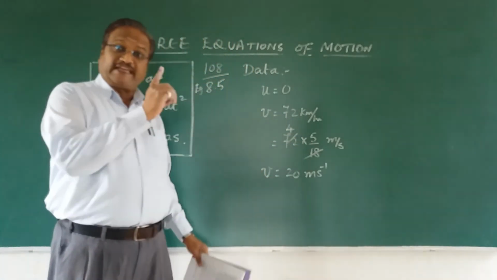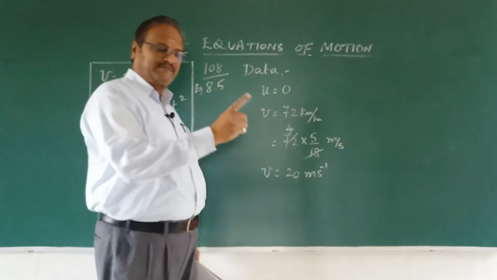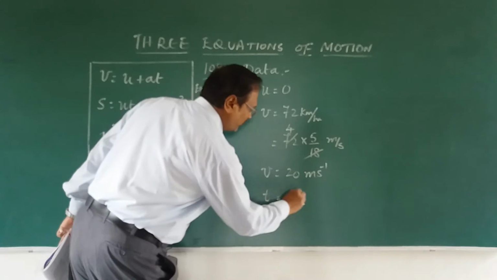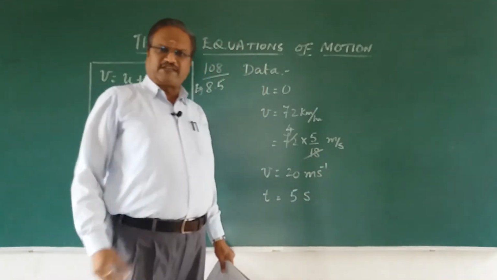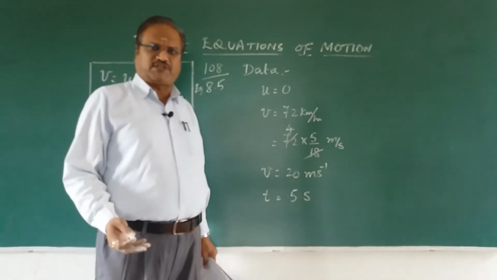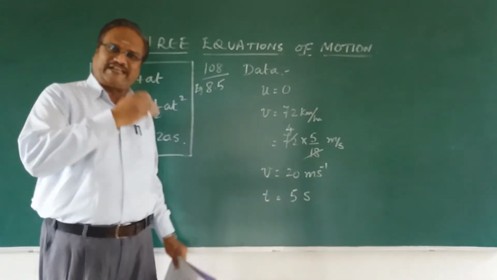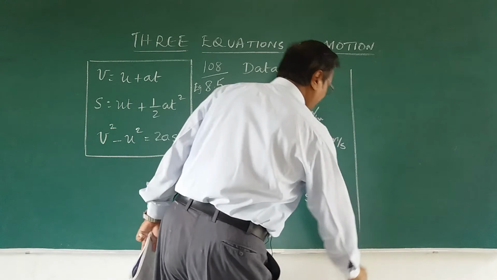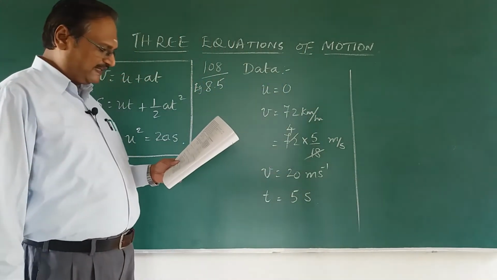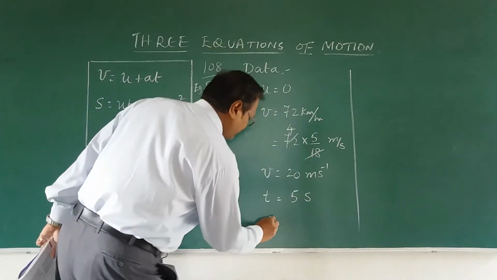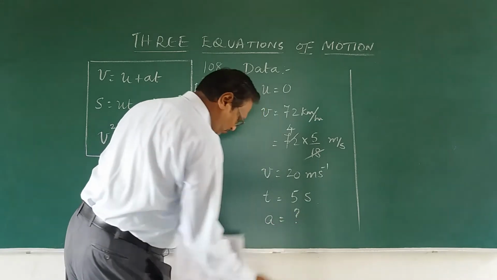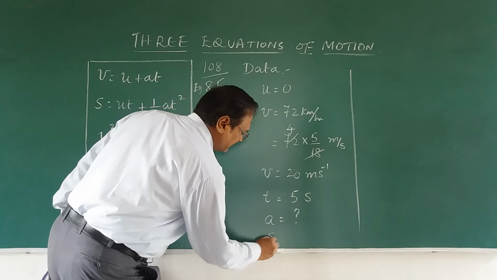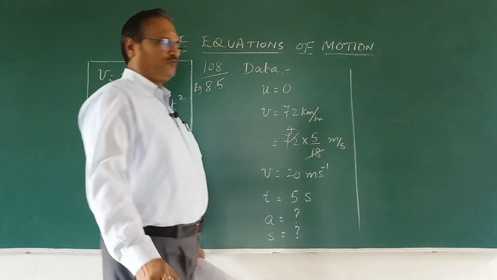Now, they have given 5 minutes, but I am changing it for my convenience. Time is equal to 5 seconds. If it is in minutes, 5 minutes multiplied by 60, but I want to do it from a graded approach. So I got this data. Now after having this data, what are they asking? Find the acceleration, a is equal to how much? And then they are asking what is the distance traveled, s is equal to how much?